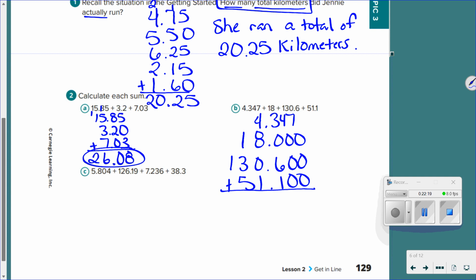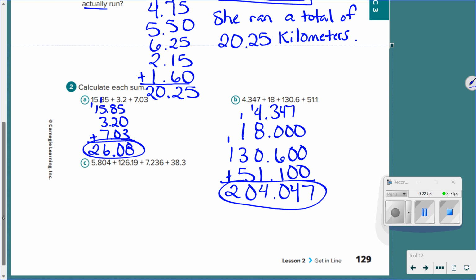7 plus 0 is 7, 4 plus 0 is 4, 3 plus 6, 9, plus 1, 10. Bring down my decimal. 1 plus 4, 5, 5 plus 8, 13, 13 plus 1, 14, 1 plus 1, 2, plus 3, 5, 5 plus 5, 10, and carry my 1. So 204 with 47 thousandths. Any questions about that one?